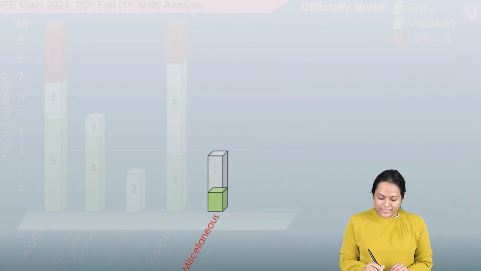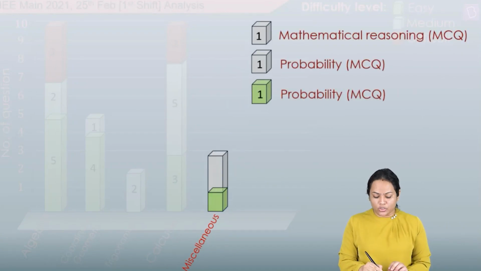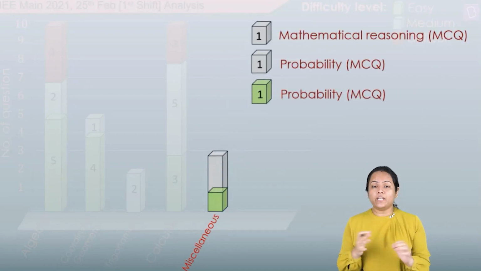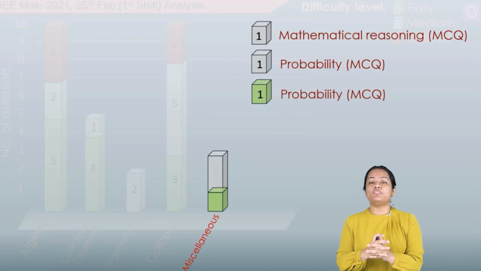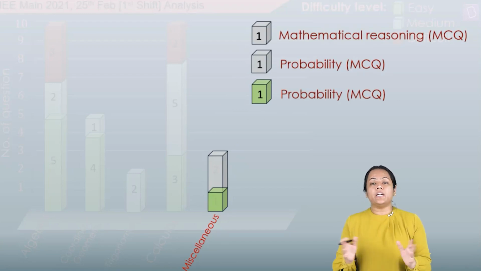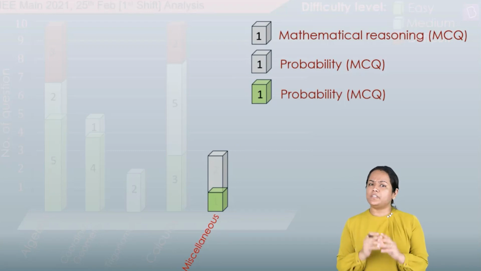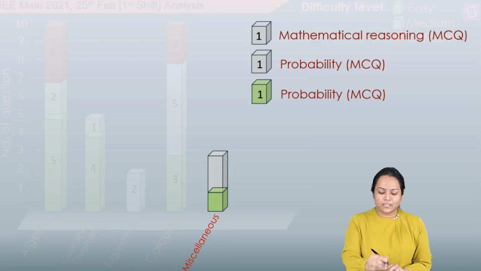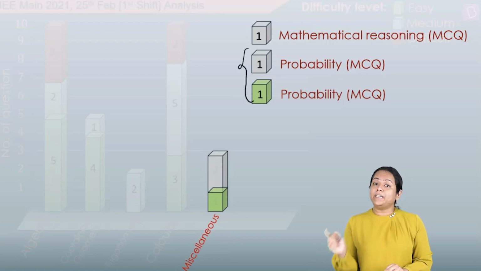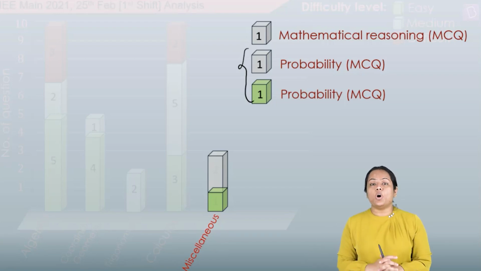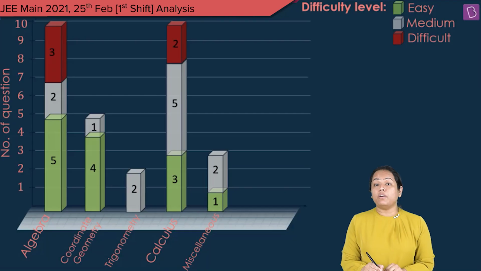Moving further on the miscellaneous part, again there was a change this time. There was no question of statistics. Generally what happens is every attempt of JEE Mains involves at least one question, or let's say one question is fixed from stats to come. But this year there were two questions from probability, one from mathematical reasoning, but no question has been asked from statistics. Okay, so this was the general distribution of the questions along with the difficulty level.